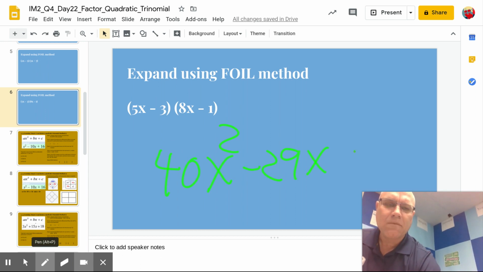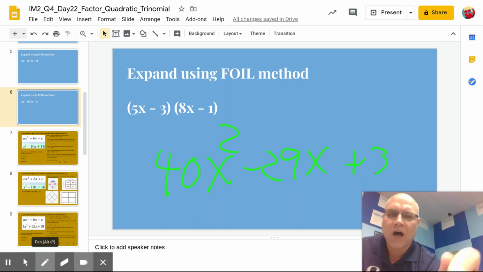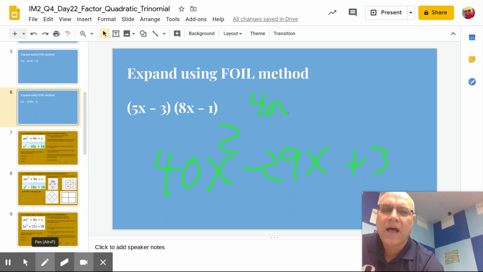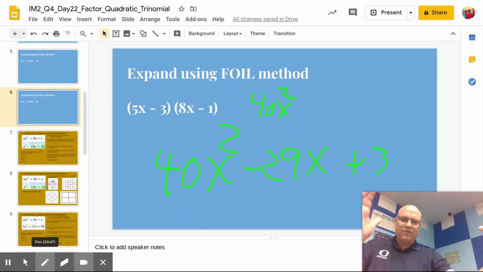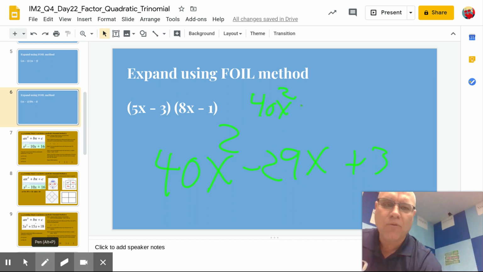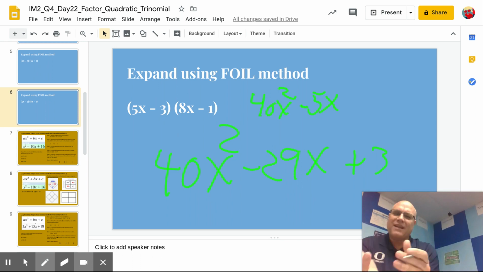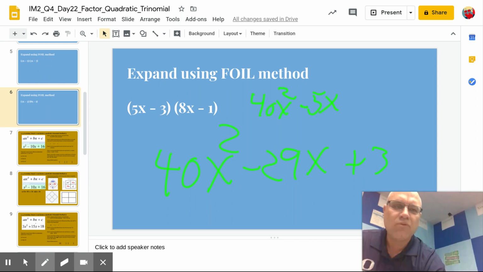29x plus 3. Let me just show you the whole process again in case some of you are lost right now. 5x times the 8x is how I got the 40x squared. When I said the outer terms, outside terms, 5x times negative 1, that was negative 5x. Inner terms, inside terms, the negative 3 and the 8x, that's negative 24x, right? And then negative 3 times negative 1 is the positive 3. So what I was doing in my head here is this part here, combining the like terms to get the negative 29x.